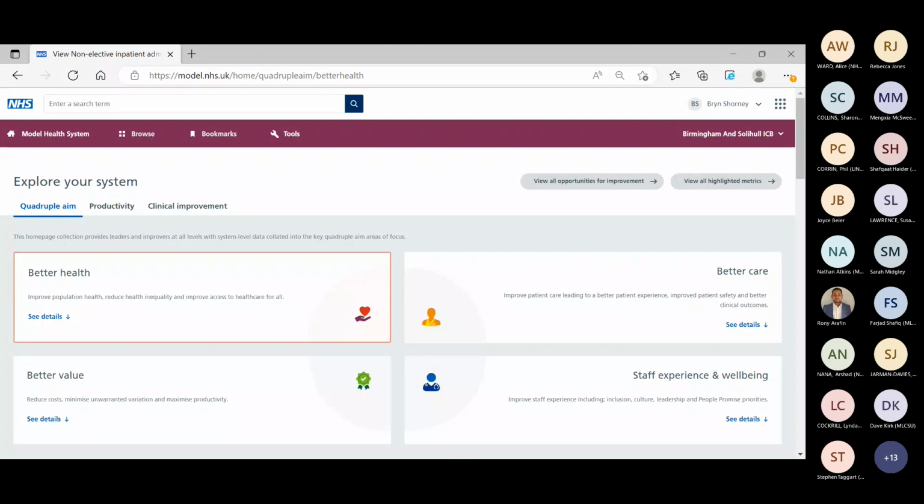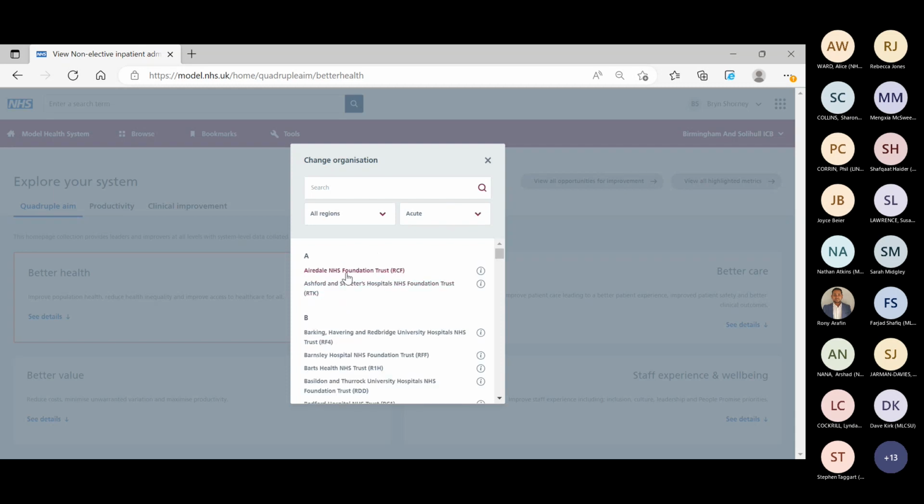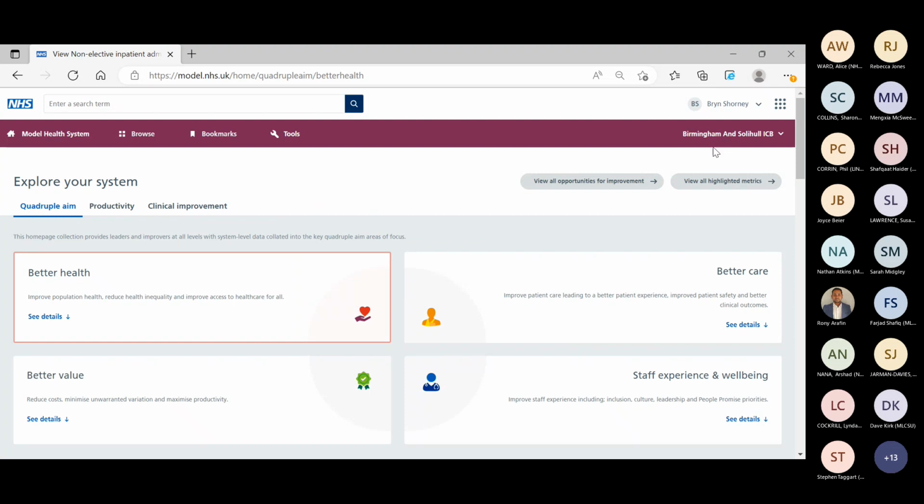Yeah, this is the landing page. As I said, you can currently view at select organisations, provider level or ICB level. Just below your name in the right hand corner is the organisation type. If you wanted to select an acute trust, then you could filter that and select one of those. However, I'll stay in the ICB view for now.